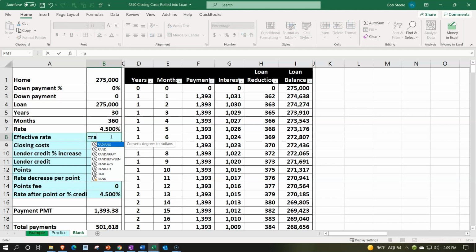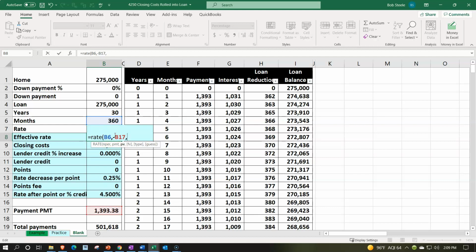This is going to be equal to the rate formula. It's going to be the number of periods, which is 360, comma, the payment is going to be down here, the 139338, and that needs to be a negative to make this thing work. So we'll put a negative because we want it to work.